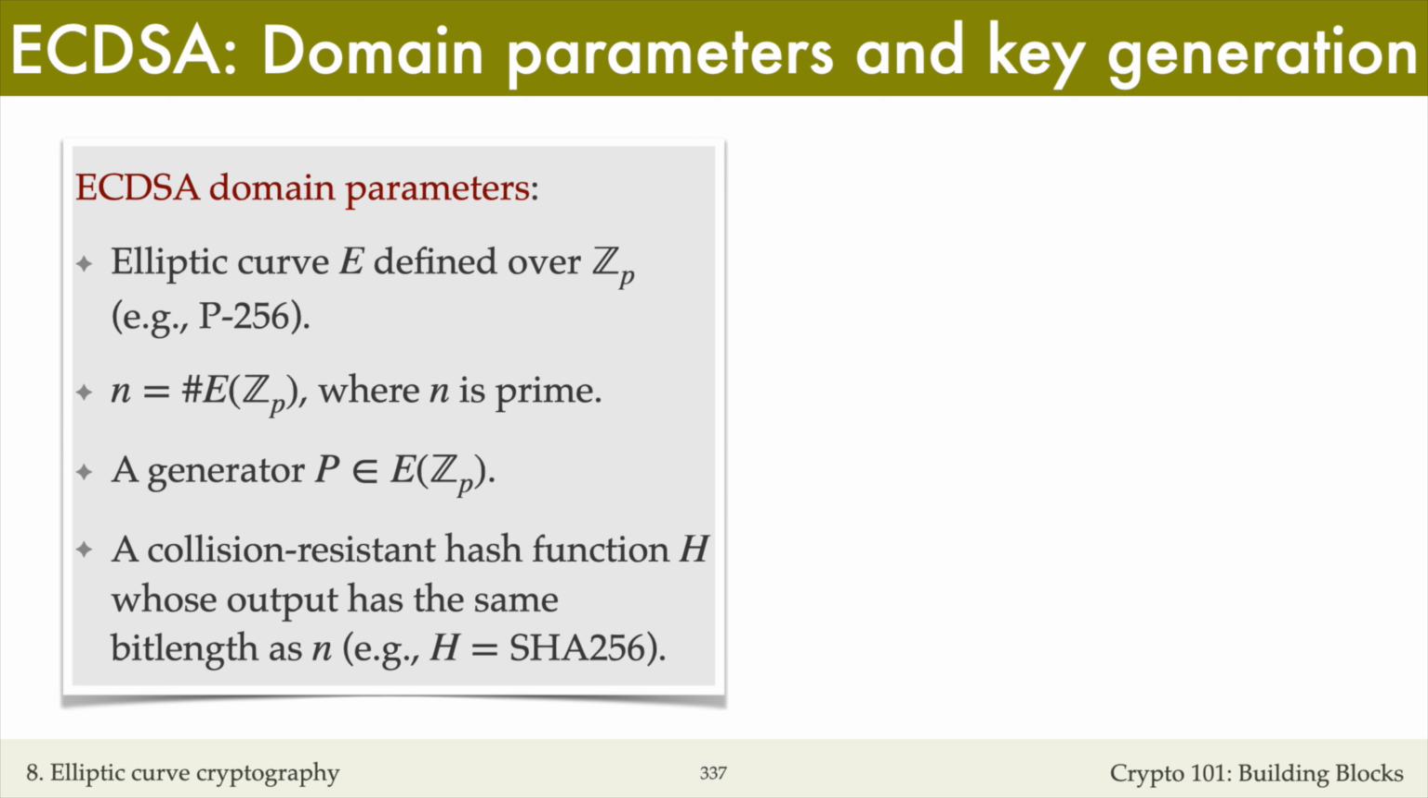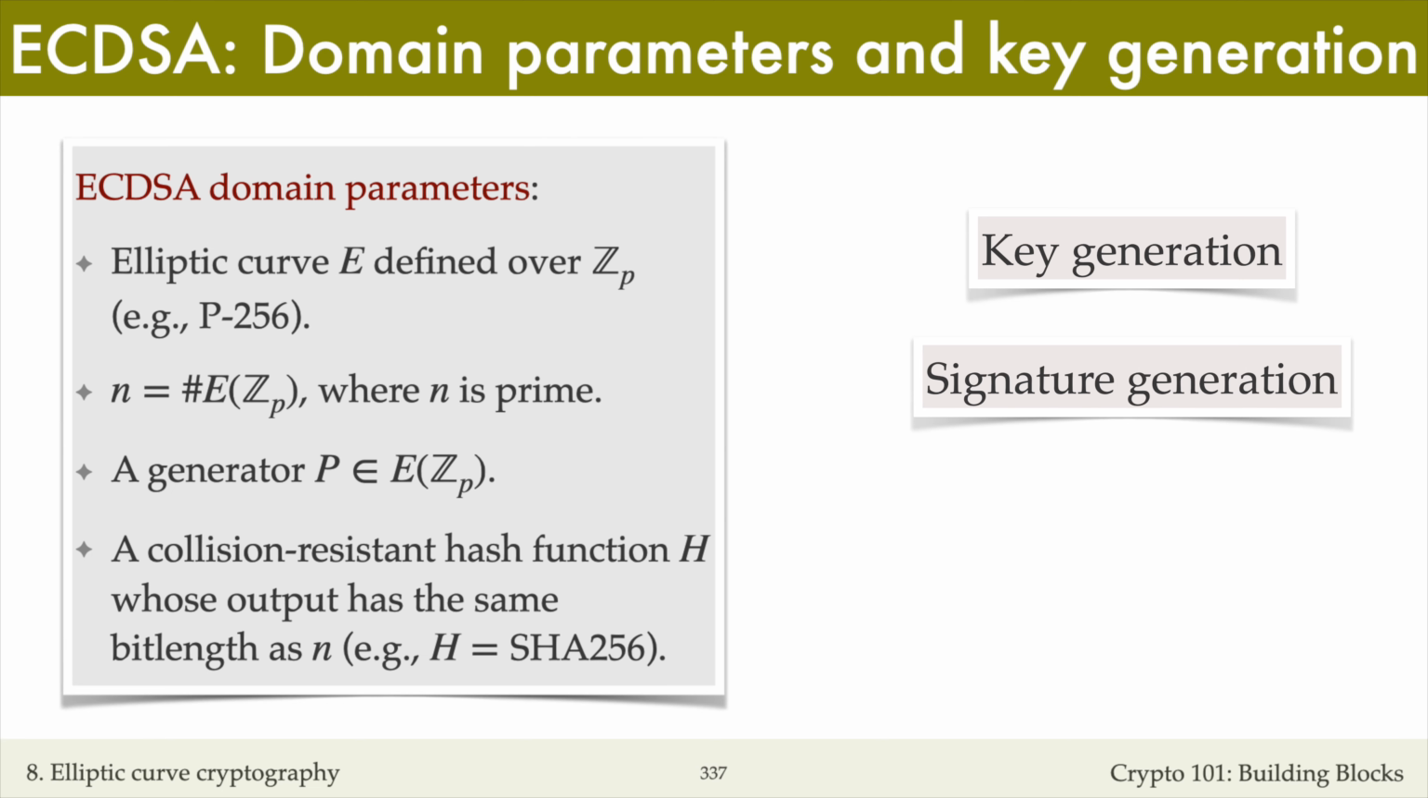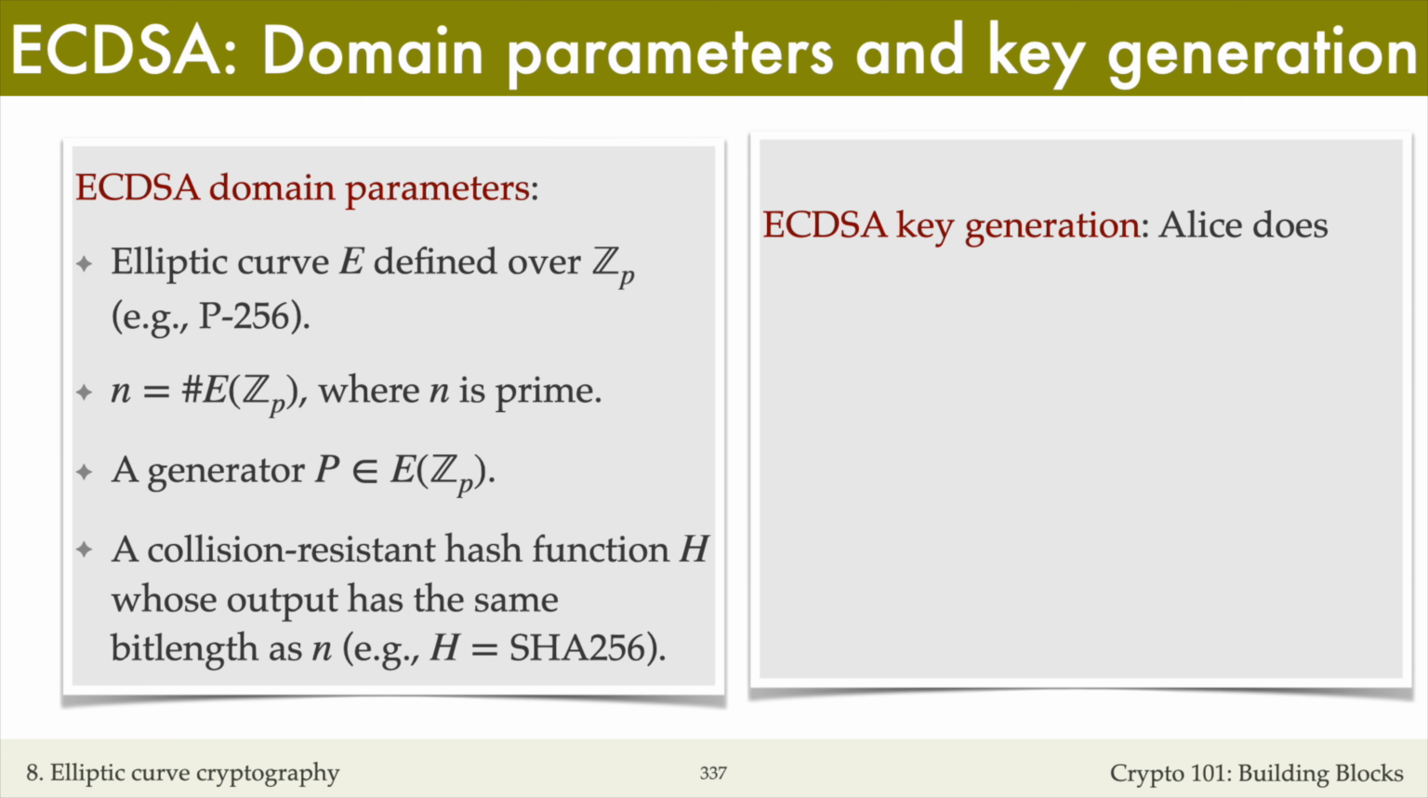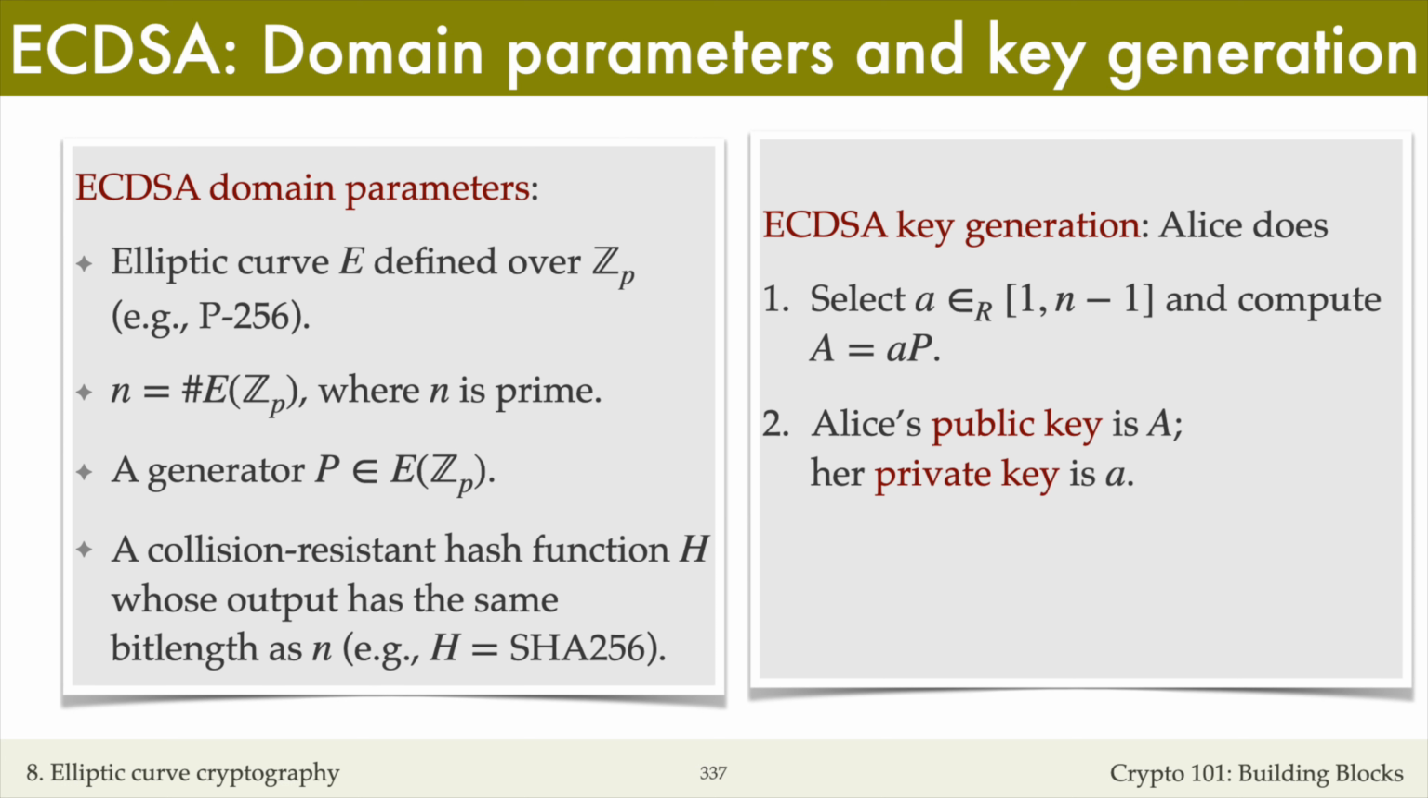Like all signature schemes, ECDSA has three components: key generation, signature generation, and signature verification. In key generation, each user Alice does the following. Alice selects a random integer a between 1 and n-1 and computes the point A, which is a times P. Alice's public key is the point A, whereas her private key is the integer a.